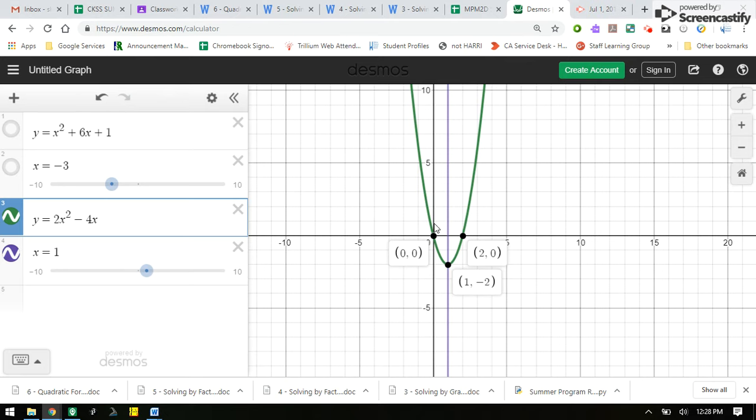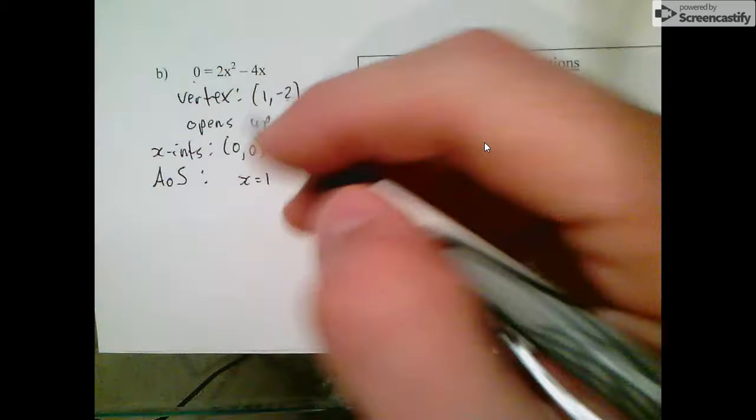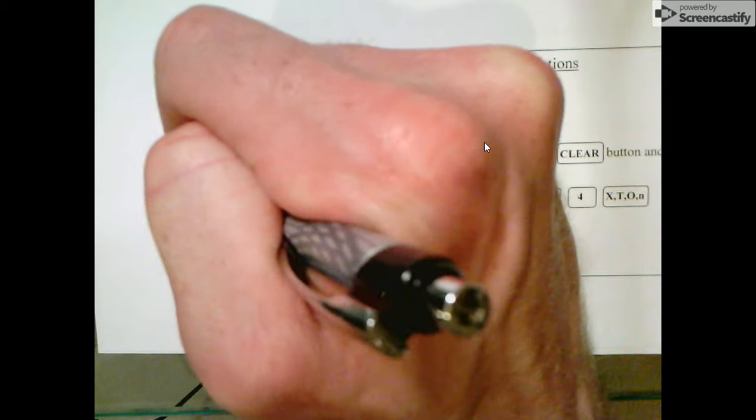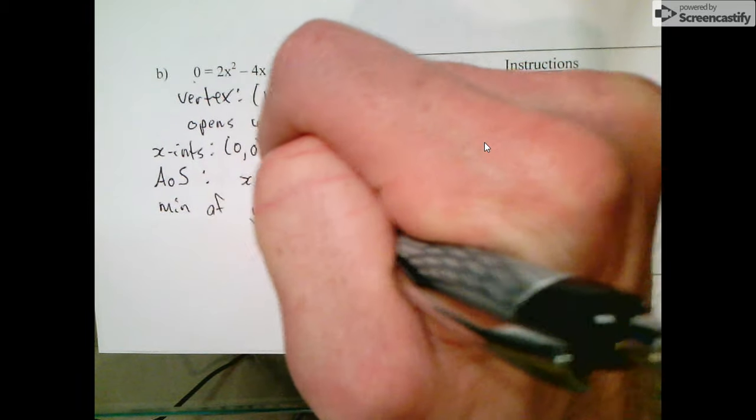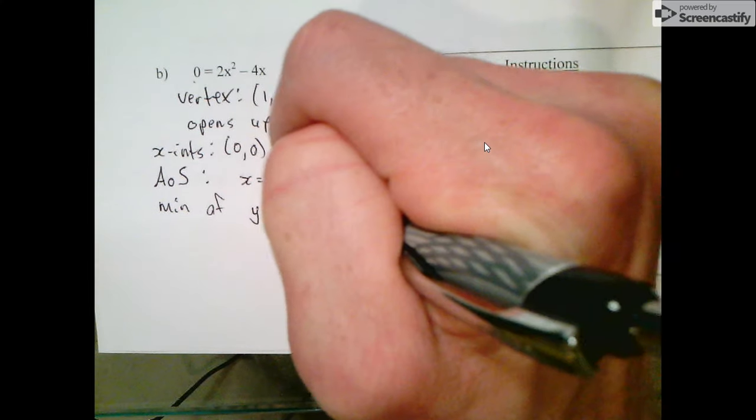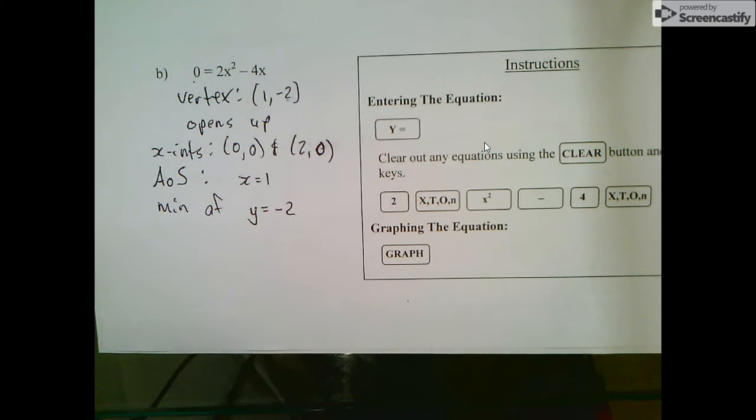See, it goes down, down, down, down, down, turns around. That's the bottom value, that y equals -2. It goes back up again. So it's a min of y equals -2.